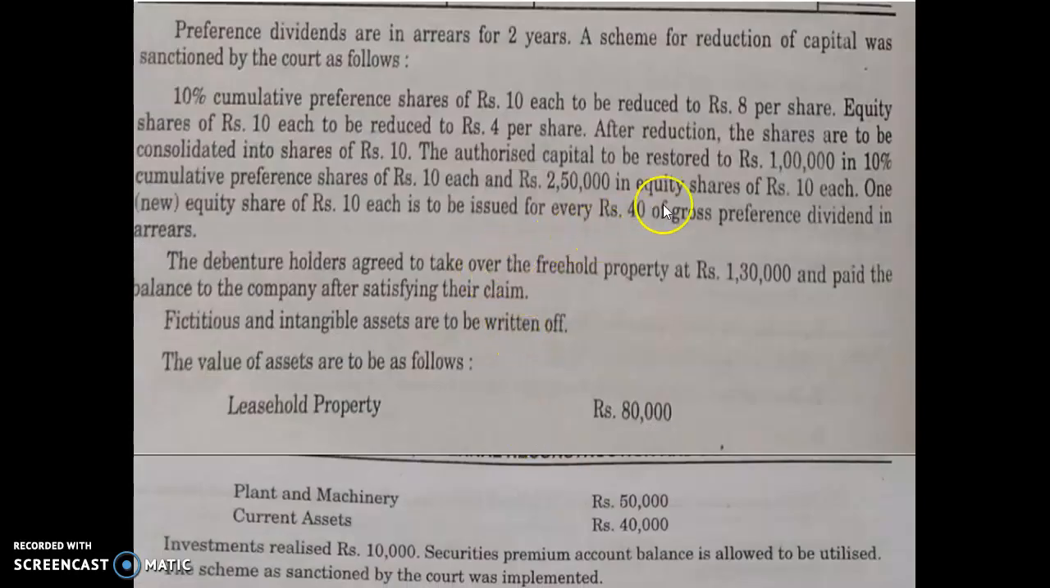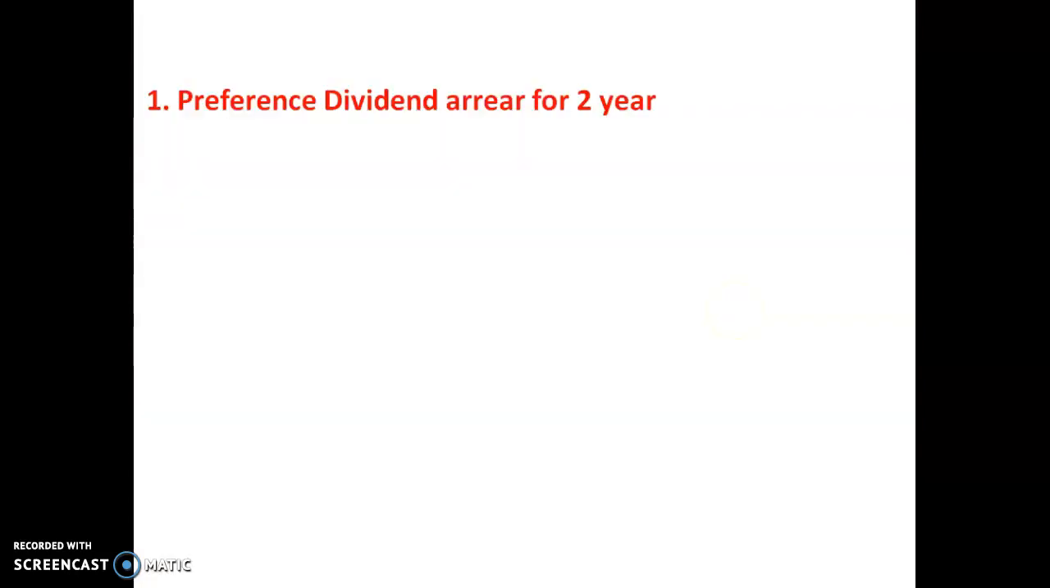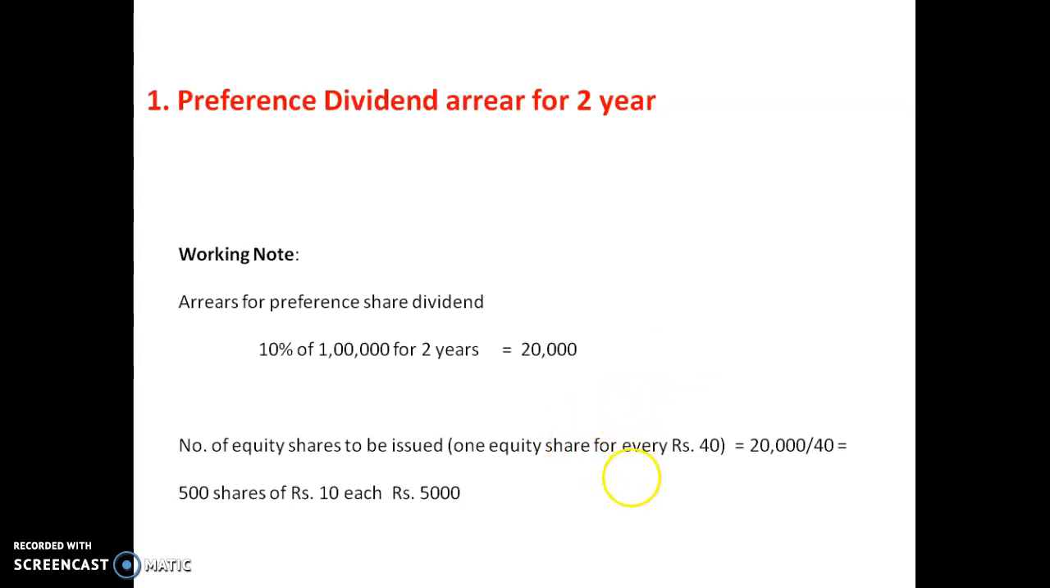So consolidation is over. The next one is regarding the issue of new equity shares to the preference shareholders against their dividend or arrear dividend. As we worked out in the first slide, the total arrear was 20,000 rupees, and the company decided to issue one equity share for every 40 rupees. So the total number of shares to be issued will be 20,000 divided by 40, 500 shares of rupees 10 each. So total it is rupees 5,000.